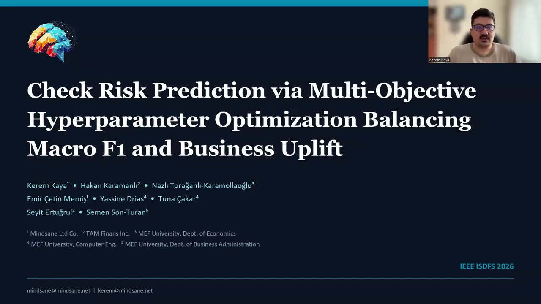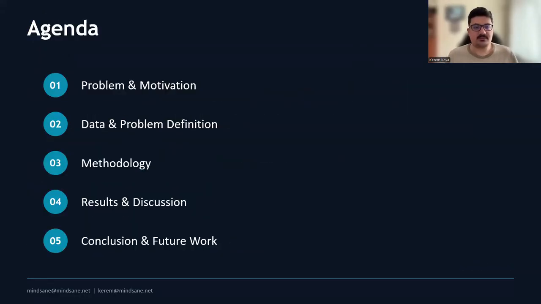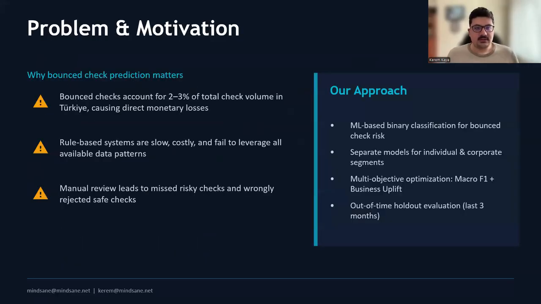Presenting our study: check risk prediction via multi-objective hyperparameter optimization, balancing macro F1 and business uplift. Bounce check prediction matters because a single bounced check causes heavy losses to a financial institute.